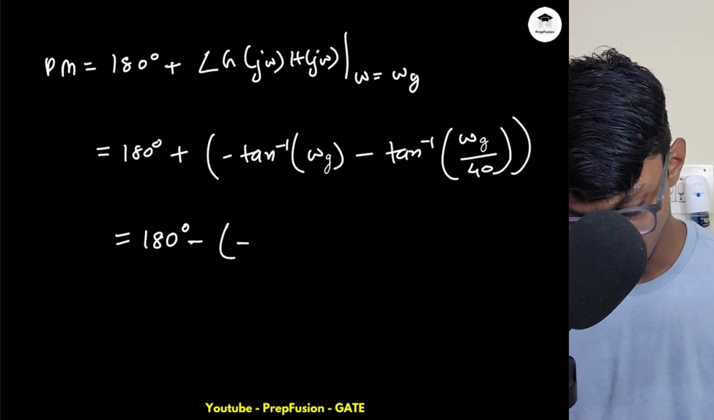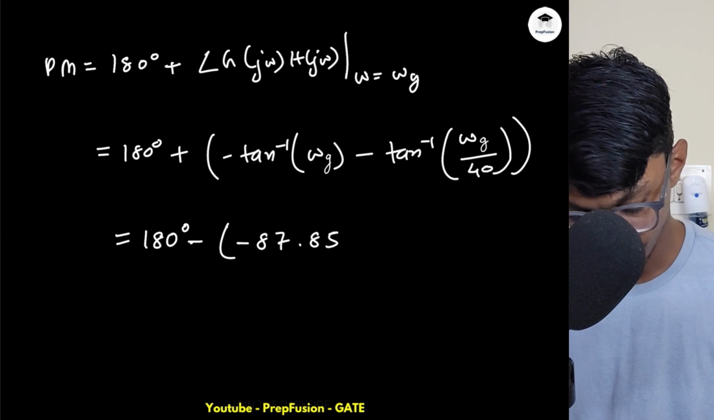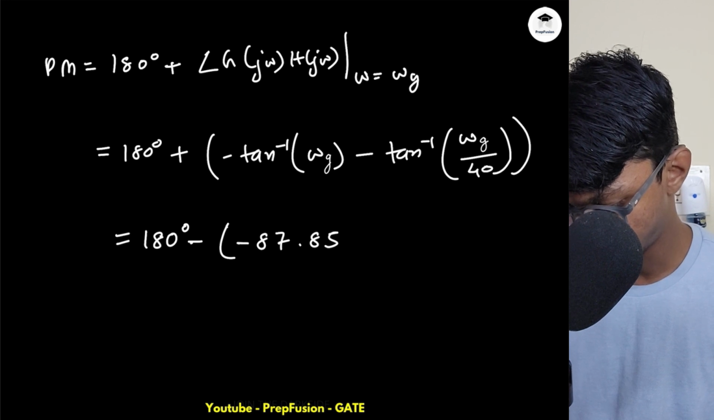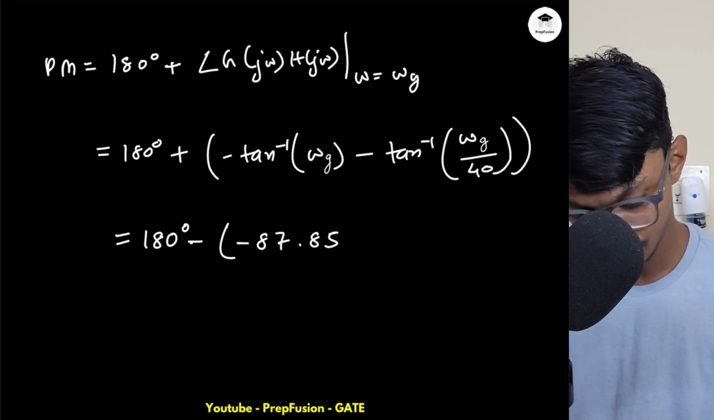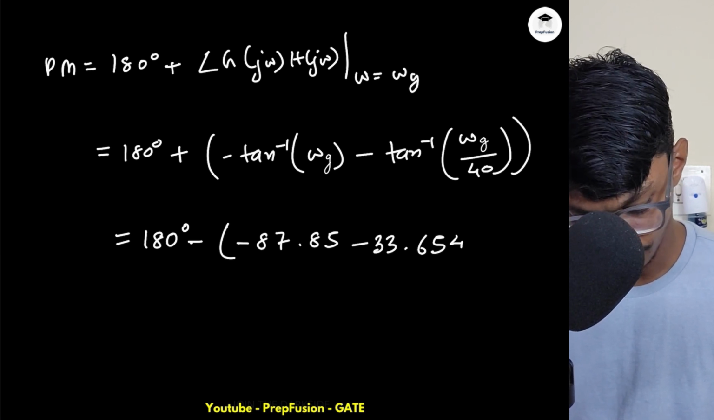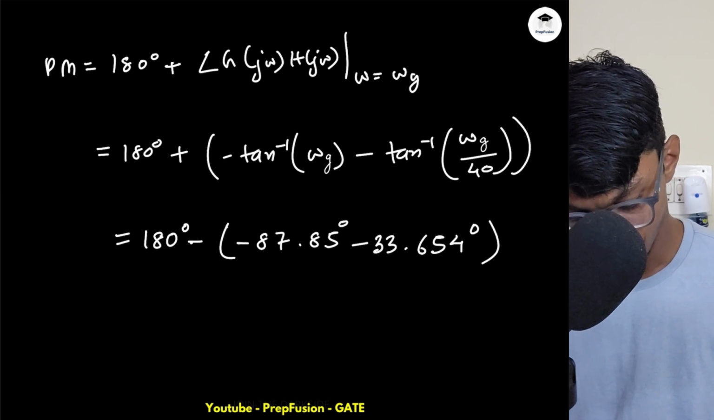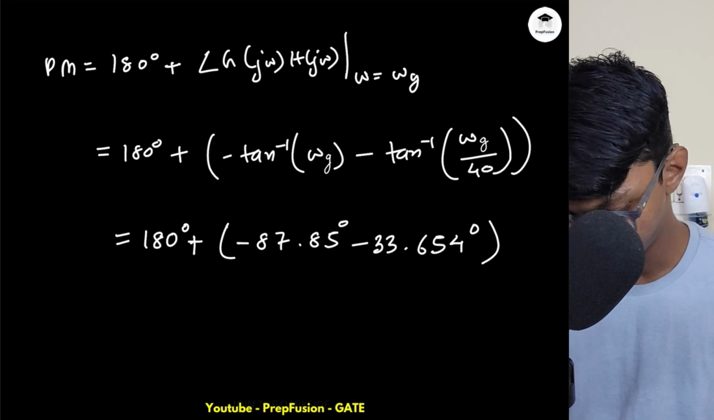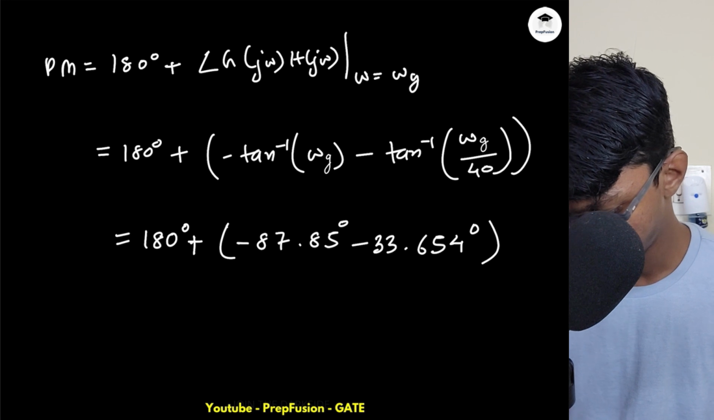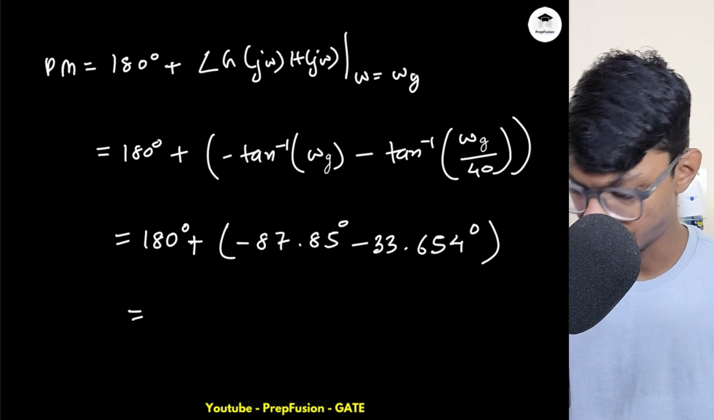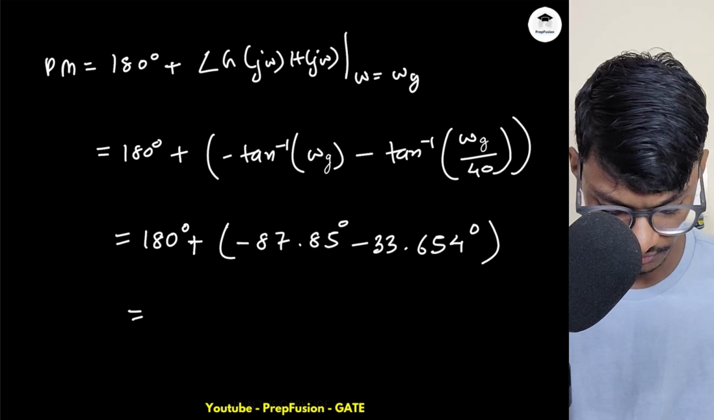Tan inverse 26.63 is minus 87.85, and this is 26.63 divided by 40, tan inverse 33, so this will be minus 33.654. All these are in degrees. So now if I subtract, or this will be plus, right? It will be plus 87.85, and if I subtract this with 180, this will be almost 58.47, almost 58.5.